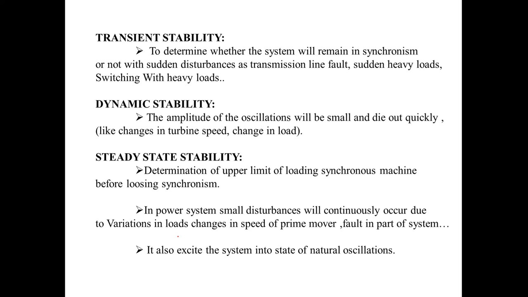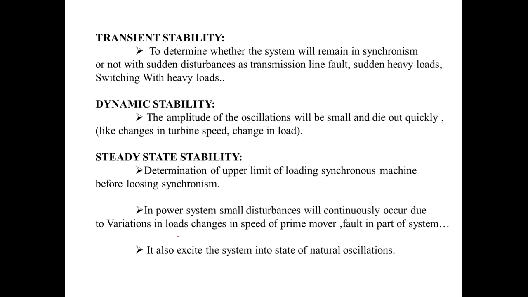Next is dynamic stability. In a dynamically stable system the amplitude of oscillation will be small and die out quickly. For an unstable system, the amplitude will be very large and exist for a long time. This type of instability may create problems in power system operation, such as frequent changes in turbine speed and changes in load.